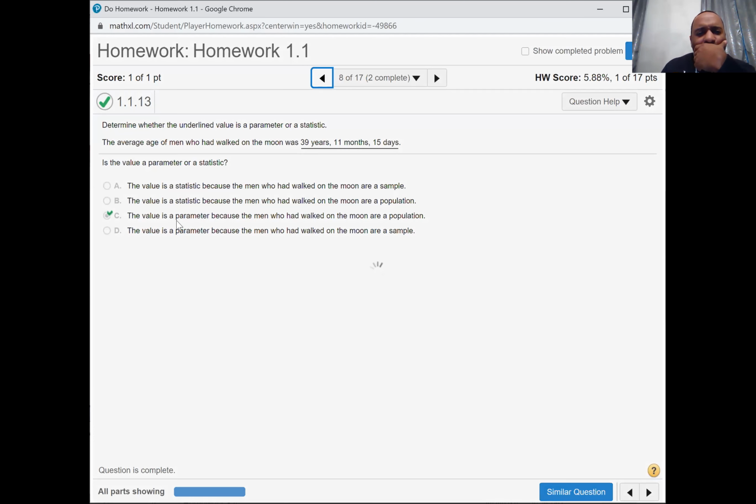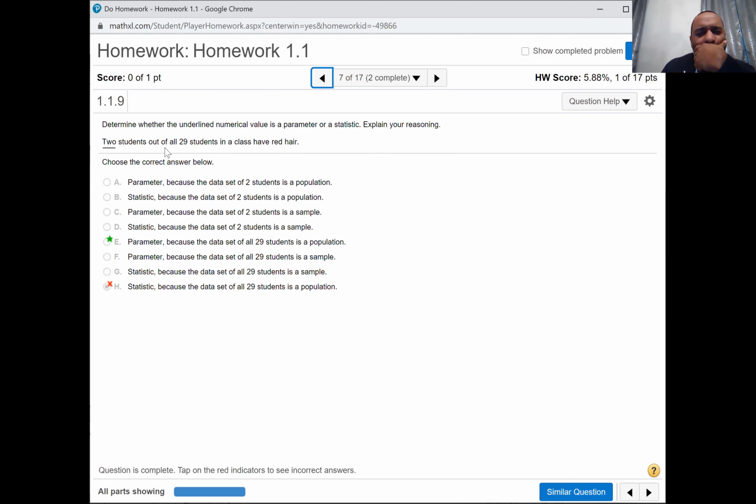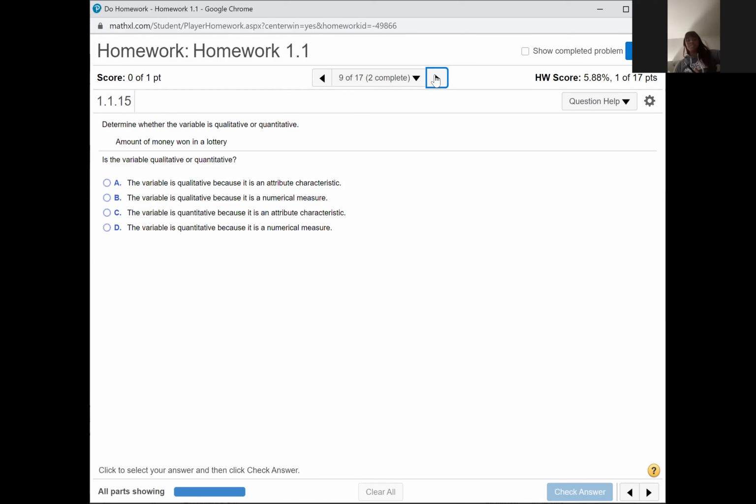But this one, 2 students out of all 29 students in a class have red hair, and they say that is a parameter because the data set of all 29 students. That's weird because the 2 is what we're talking about. We're talking about 2 students, though. That should be a sample. All right. So you said 7, 8, and then what was the other one? 12 and 13. And I think I had a really specific question for those 2. I think I might have actually ended up understanding them, but I just have to see the question to remember.